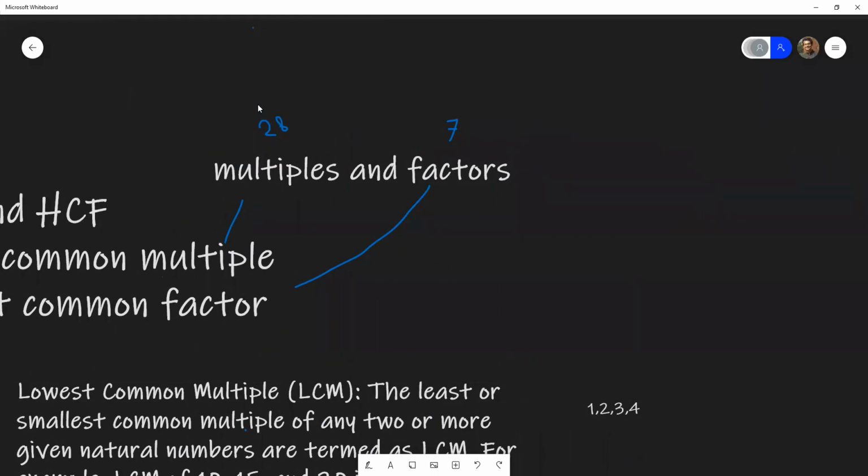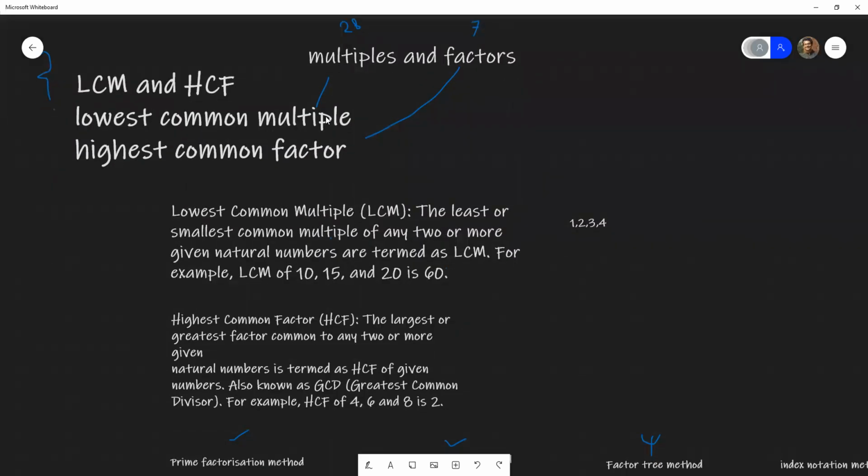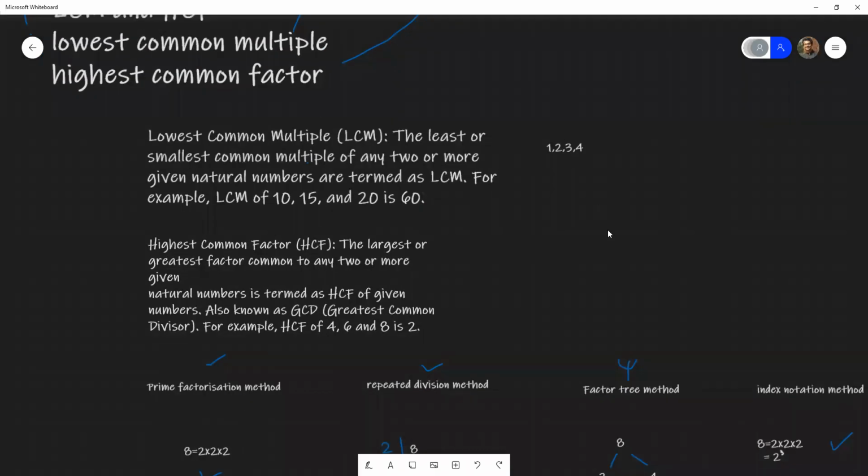We get the example of 28 equals 7 times 4. Okay, we get multiples and factors from there. So we understand what is multiple, what is factor. And these are really easy. You know what the word lowest means. Common, you know what common means. The new words are multiple and factors, so you understand it all.